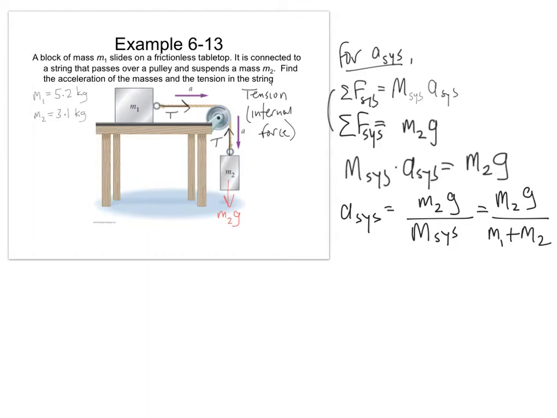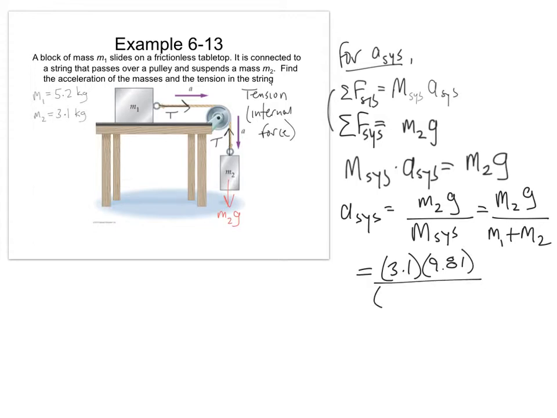Now again, to solve for this acceleration of the system, we're looking at the whole system as a whole. All right? This is going to be kind of part one. We're going to look at a specific part later on. But let's go ahead and solve for our acceleration of the system. That's going to be equal to, what's mass 2? Mass 2 is 3.1 kilograms times g, that's 9.81.